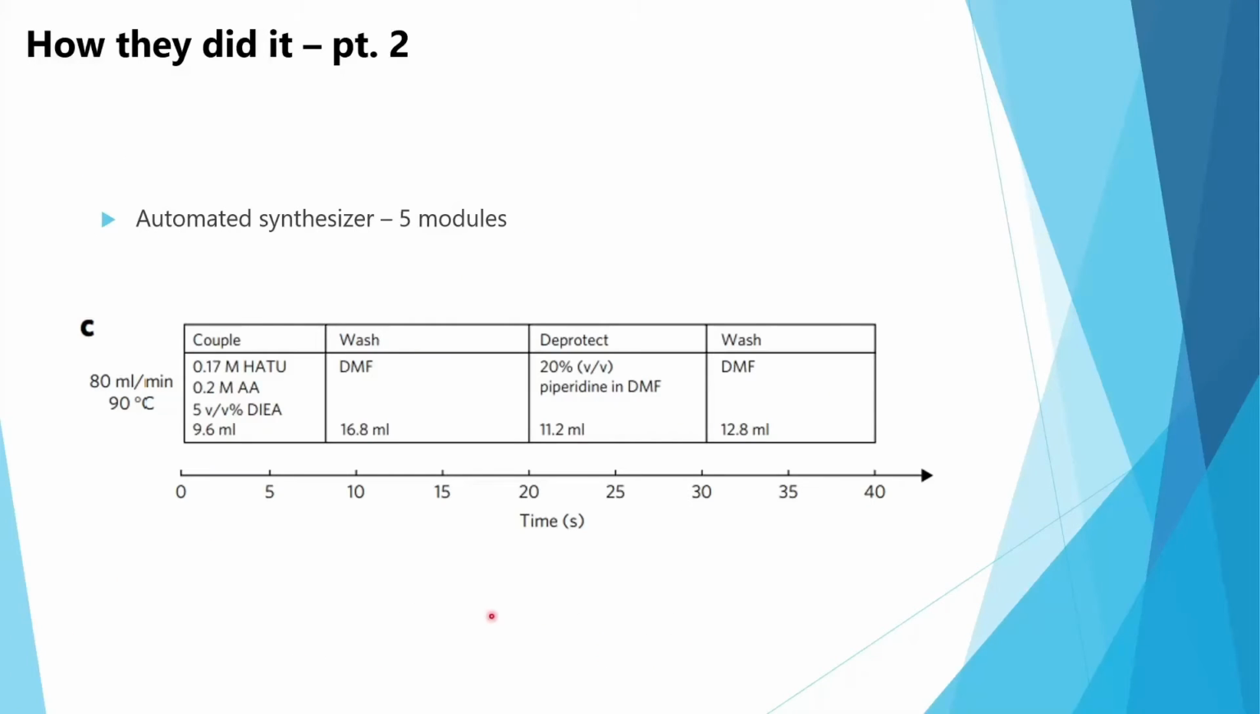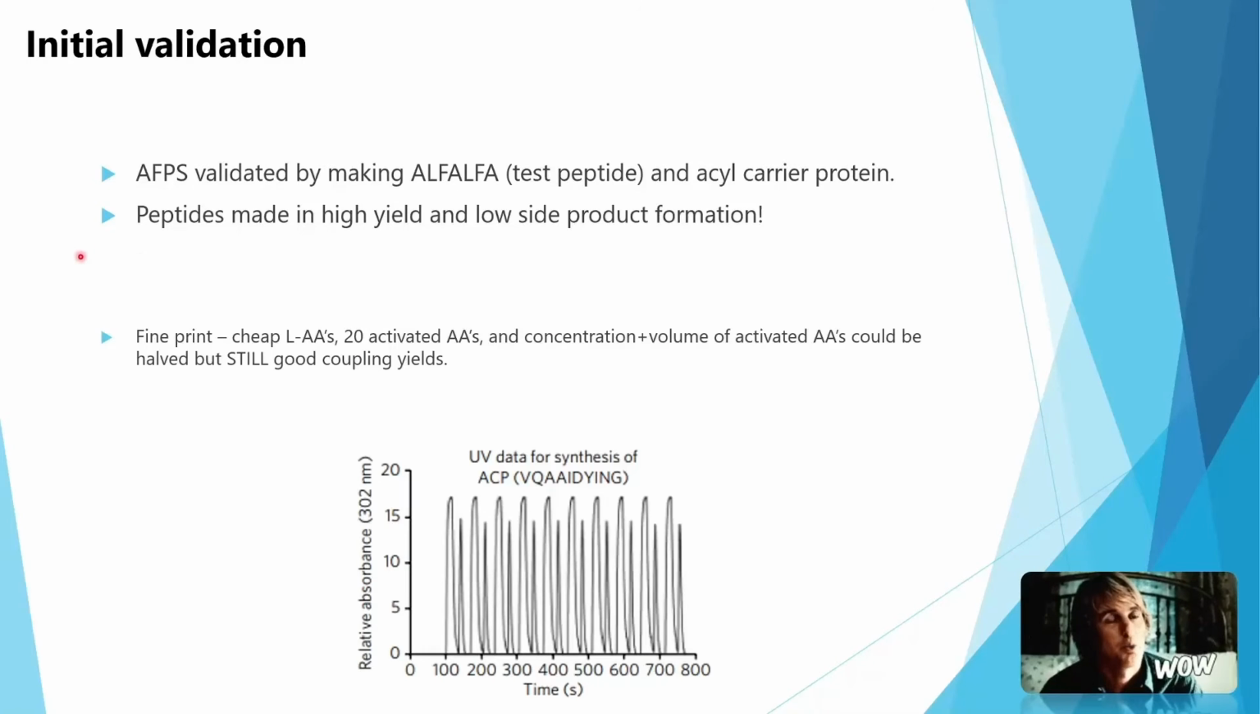And this slide just shows us how long the whole process takes. So from the couple to the wash to the deprotection to the wash again, it's about 40 seconds for the whole process. AFPS was validated by synthesizing a test peptide, alfalfa and ACP. The reaction gave high yields and low side products. It was also found that halving concentration and volume of the activated amino acids still gave good coupling yields.